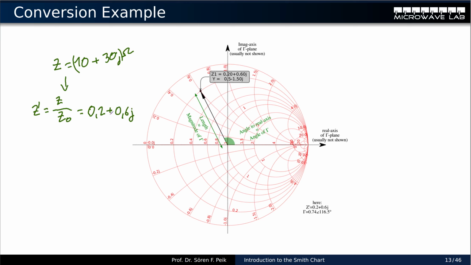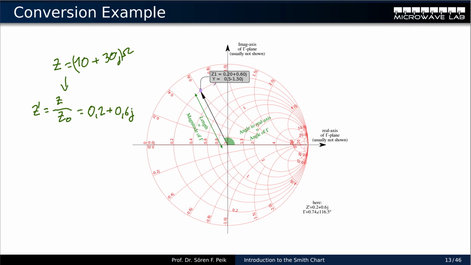So I mark that point in the Smith chart again. Maybe I go and take a different color here. Real part is 0.2, which is a circle. Imaginary part is 0.6, this band here. Where they intersect, I get my point of interest. Let's get rid of these lines here. So this is my impedance point in the Smith chart.